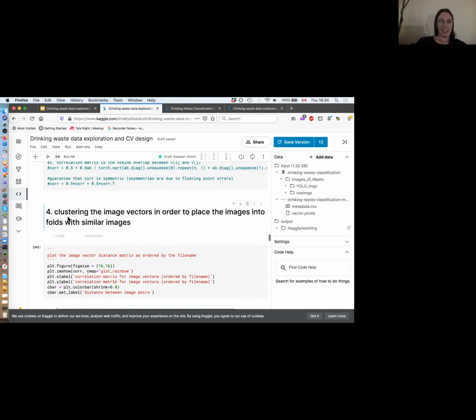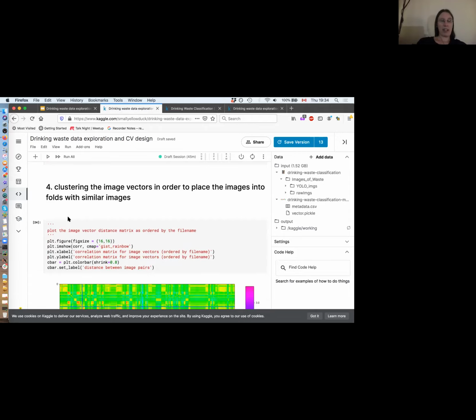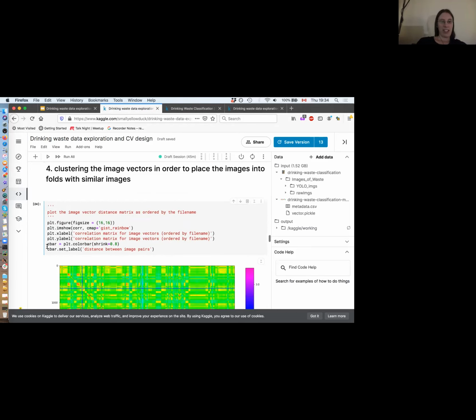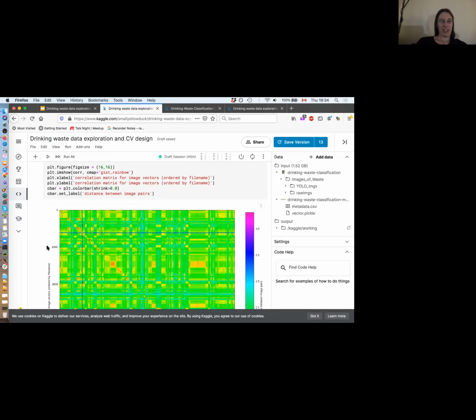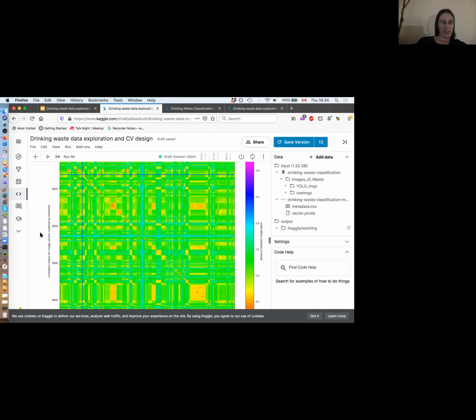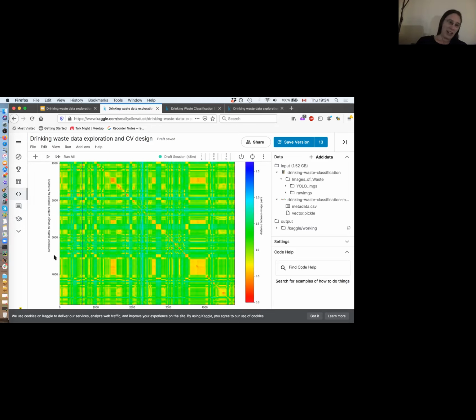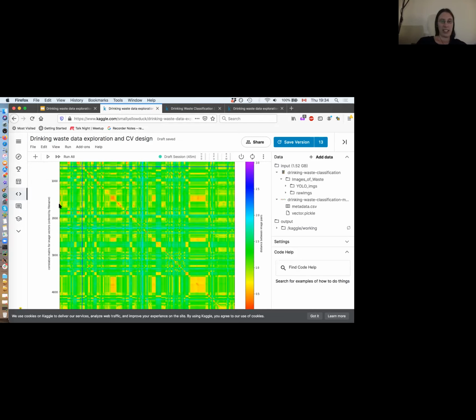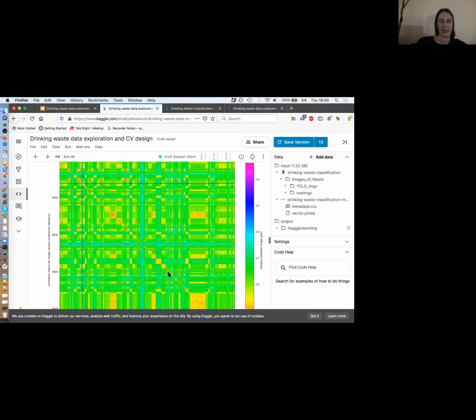Okay, so the goal when we started was to be able to identify similar images so we could group them together in the same fold. So what does this 4,800 by 4,800 image look like? On the y-axis, we've got the correlation matrix, or in this case, it's probably the distance matrix for the image vectors. And you can see it's symmetric. There's this line down the middle here, and everything above the line is mirrored below the line.